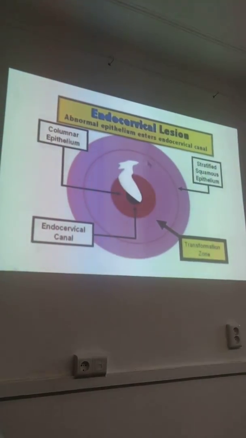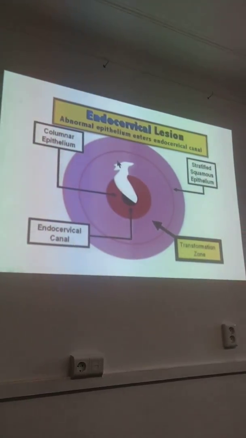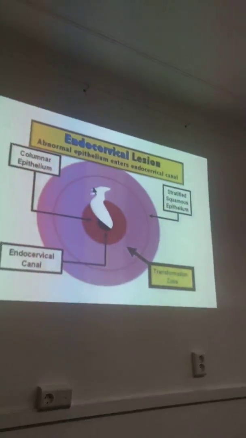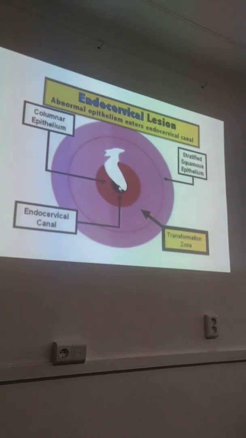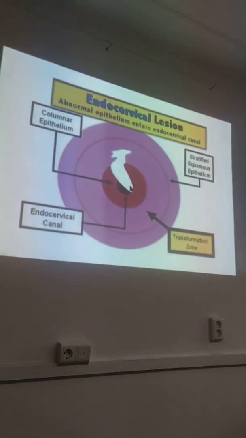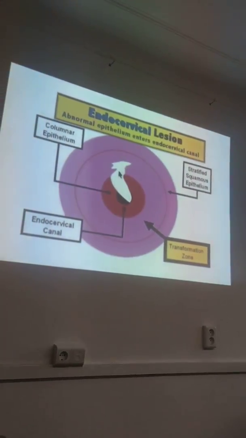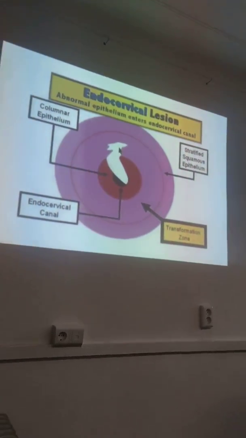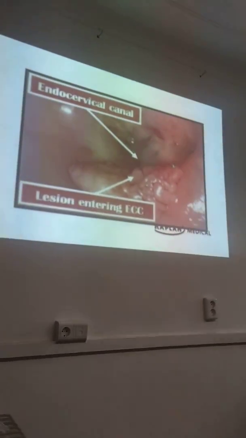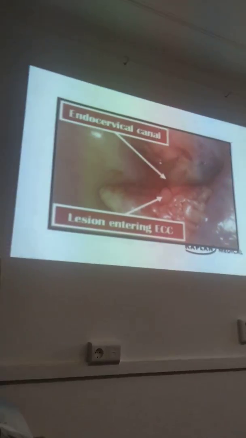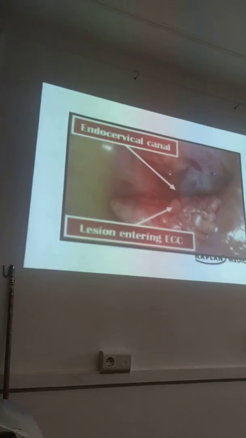Here is a lesion, and it's white epithelium. It starts out on the ectocervix, on the transformation zone. It crosses down, goes across the columnar epithelium, and goes into the canal. That's different from the metaplastic squamous epithelium that goes into the canal. This is a clearly abnormal area that goes into the canal. And here you can see a lesion. This is the exocervix here. Here's the canal down here, and it's gone right into the canal. Now what do you do?